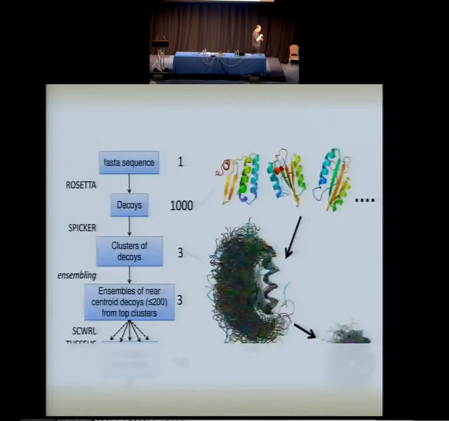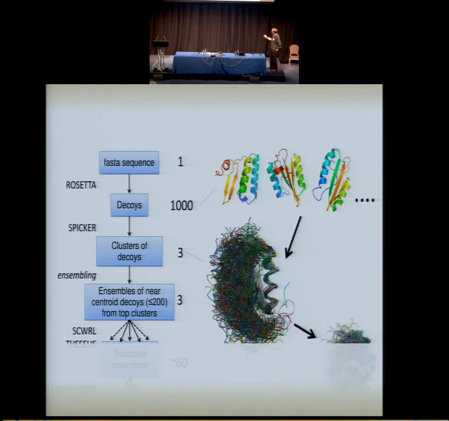So what I'm going to do now is scroll you through a quite complicated pipeline and pick out some of the key features. So we start off with the target sequence, FASTA sequence at the top. One sequence produces 1,000 of these models. The word decoy is just a little bit of jargon from the ab initio field. It just means an ab initio model of this kind. We cluster those, and we take the top 3 clusters of those.